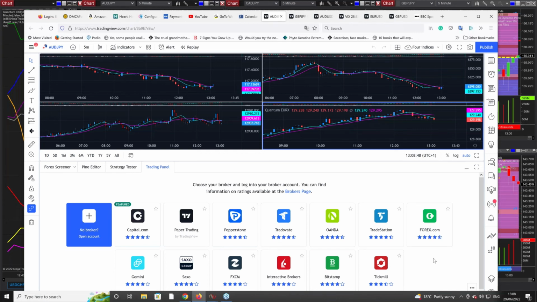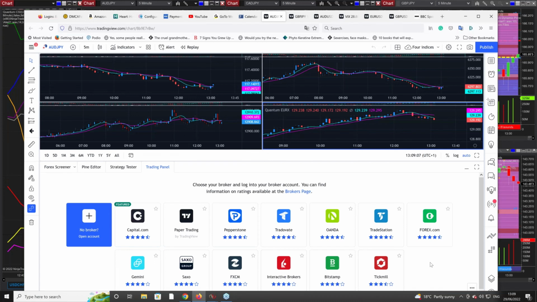All you need to do is, if you have an account with any of these brokers, then it's a fairly straightforward process to get it linked, and that means you can trade automatically directly off the Tradingview charts. You've seen me do it with the FXCM one, where is it, over here, which we've done.